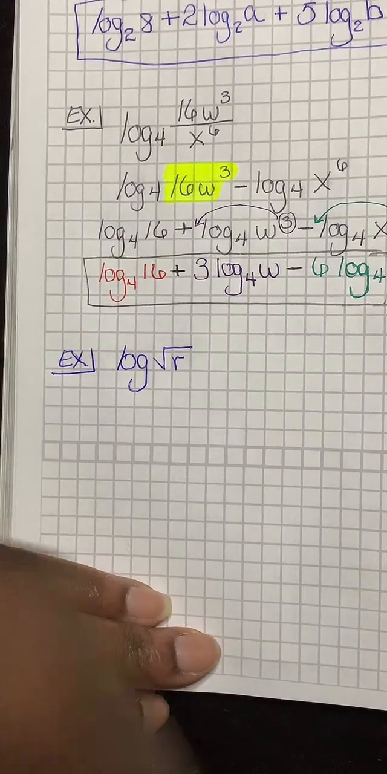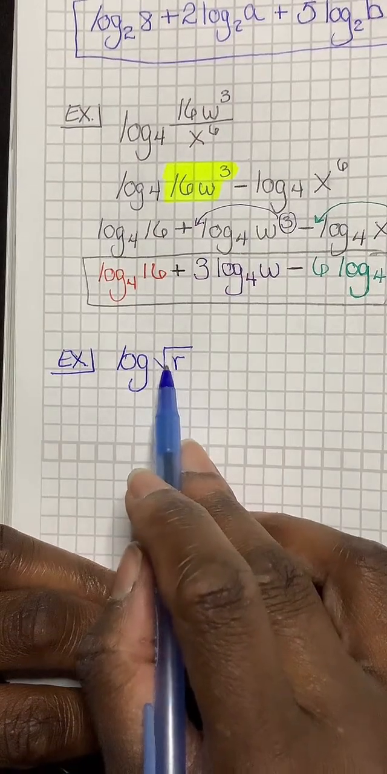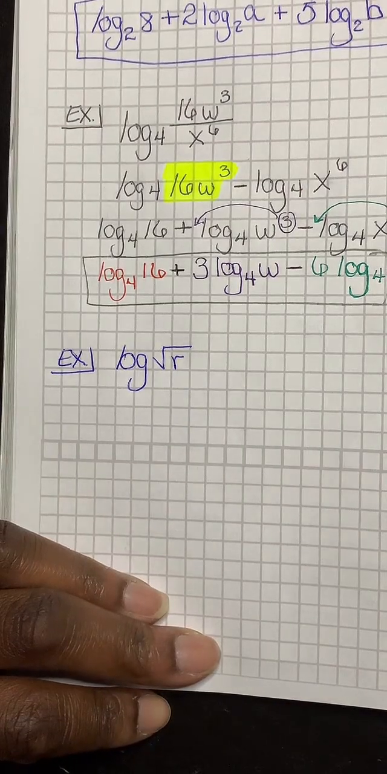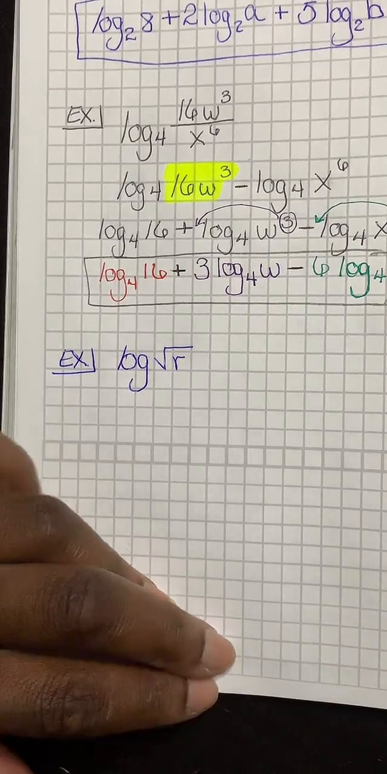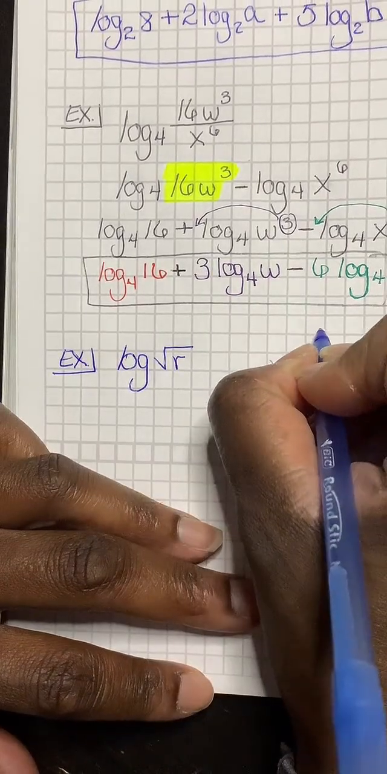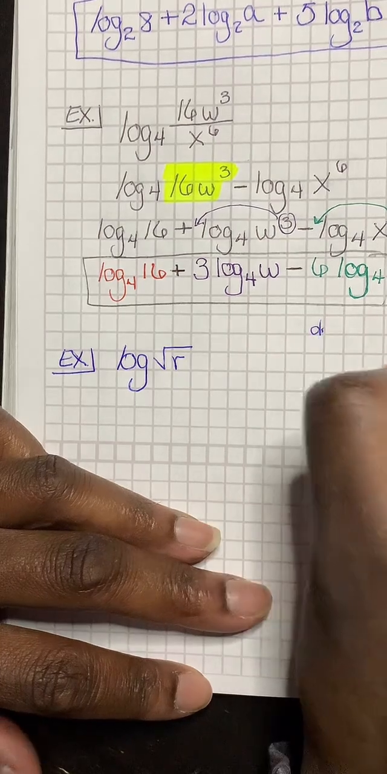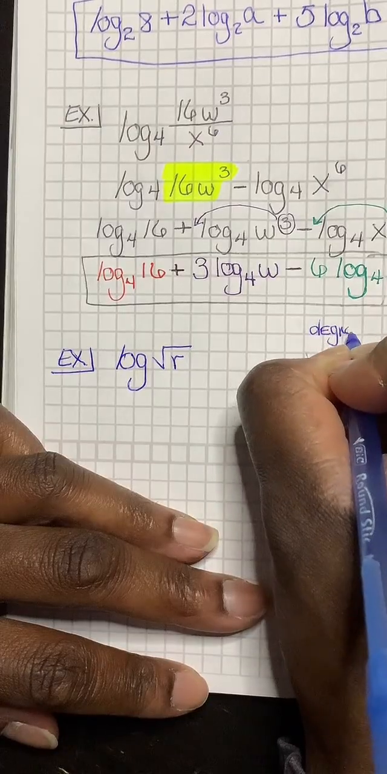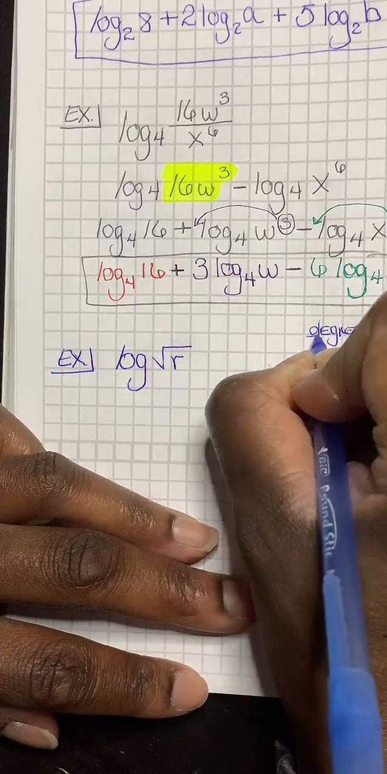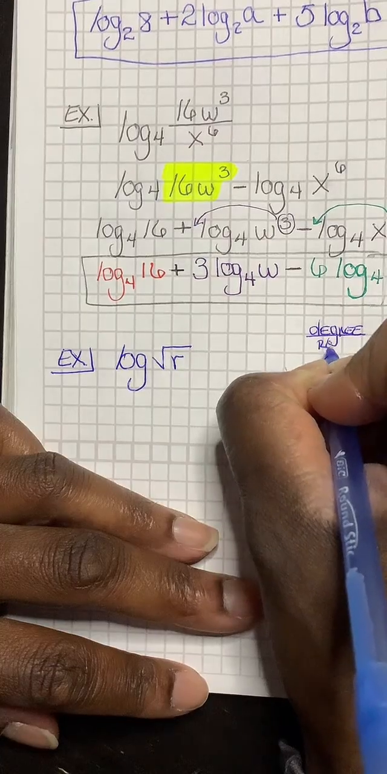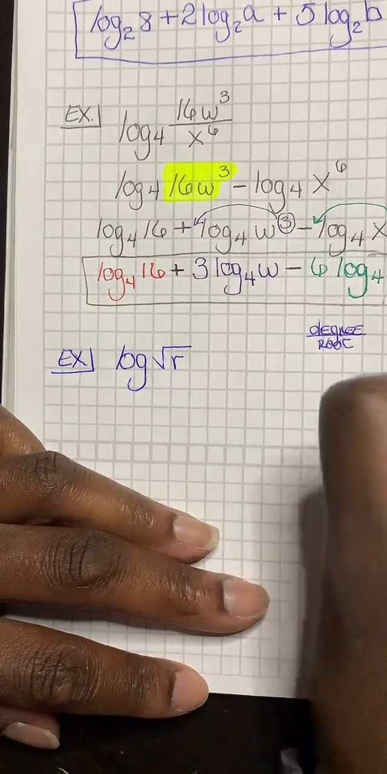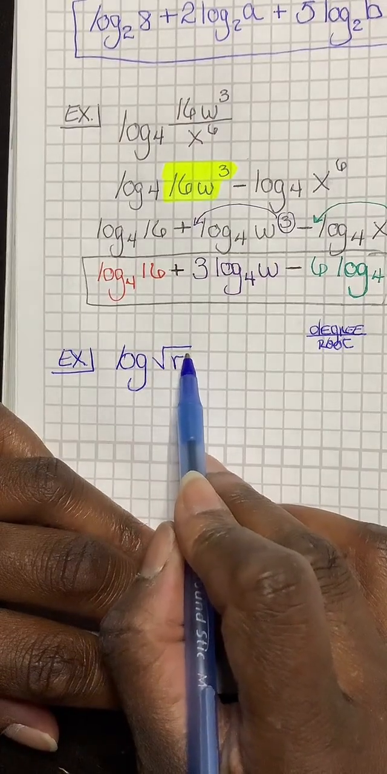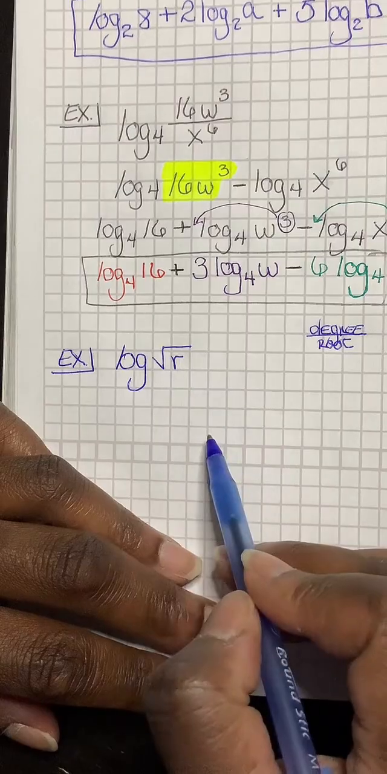Now, square roots, I can actually change to an exponent. Now, the rule for that is you have your degree over the root. I think you guys can see that. Now, the degree is what r is being raised to underneath the square root.